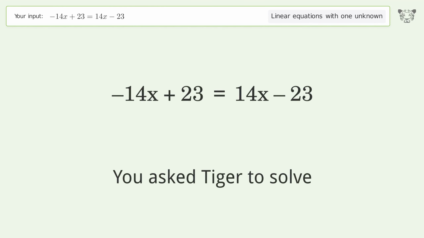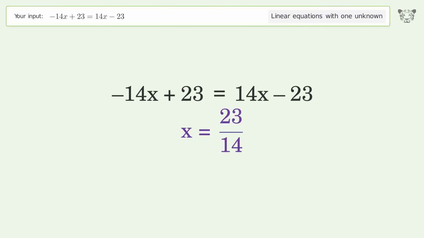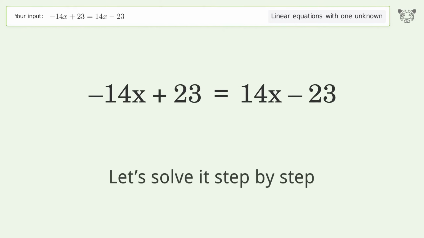You ask Tiger to solve. This deals with linear equations with one unknown. The final result is x equals 23 over 14. Let's solve it step by step.